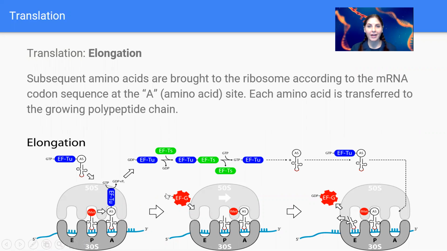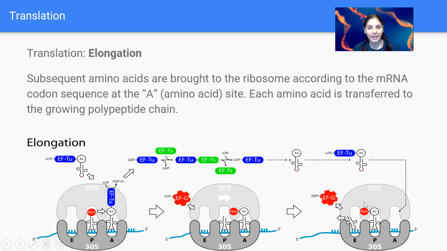Those subsequent amino acids are brought to the ribosome with transfer RNAs. So as you see here, we have our elongation process. We have a transfer RNA that's going to come in. It drops off its amino acid. This amino acid is going to form a peptide bond with the amino acid next to it. Once this peptide bond is formed, the transfer RNA can break the hydrogen bonds that are holding together the codon from the messenger RNA to the anticodon that the transfer RNA is carrying.